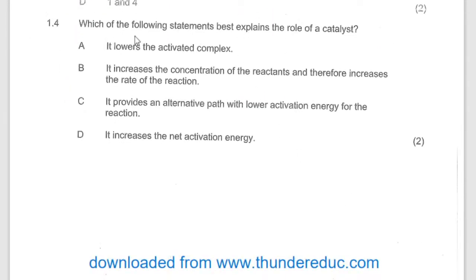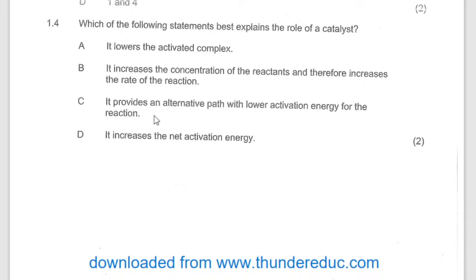They are saying, which of the following statements best explains the role of catalysts? Catalysts give an alternative way in which a reaction can take place, and in this alternative way, it allows compounds to react faster.